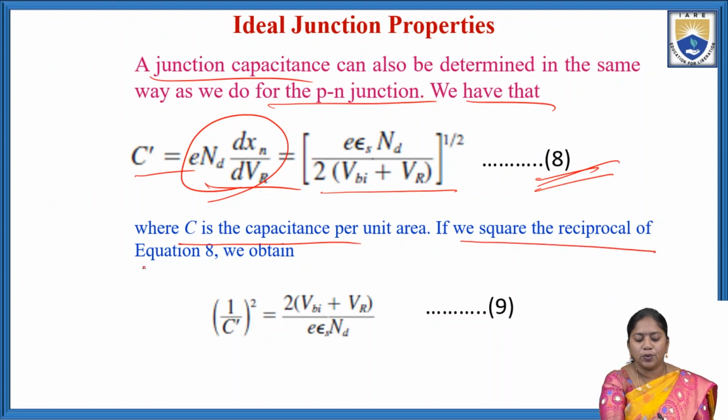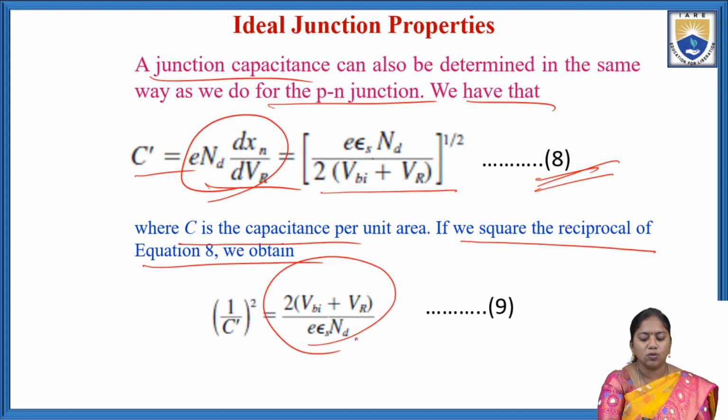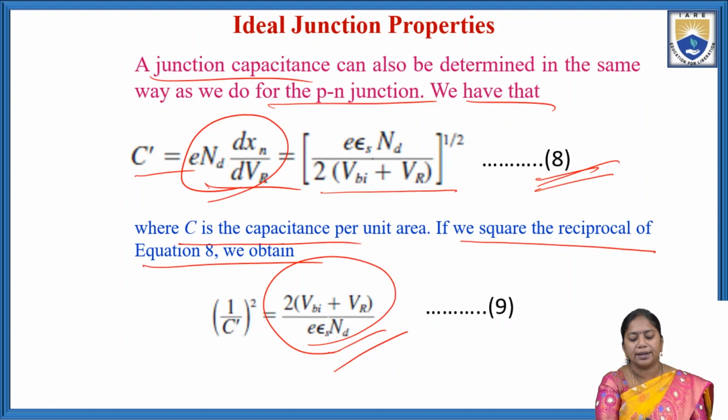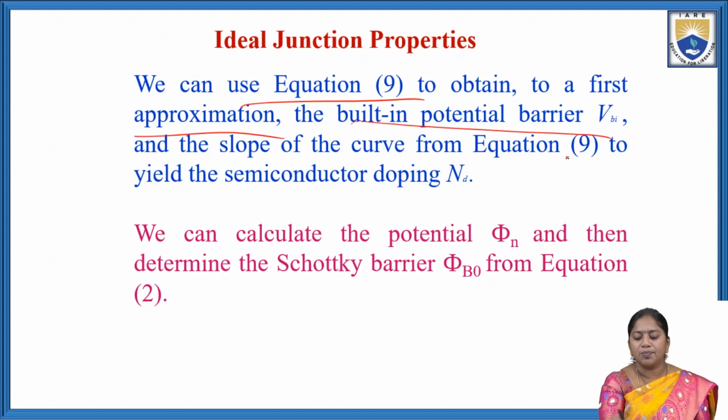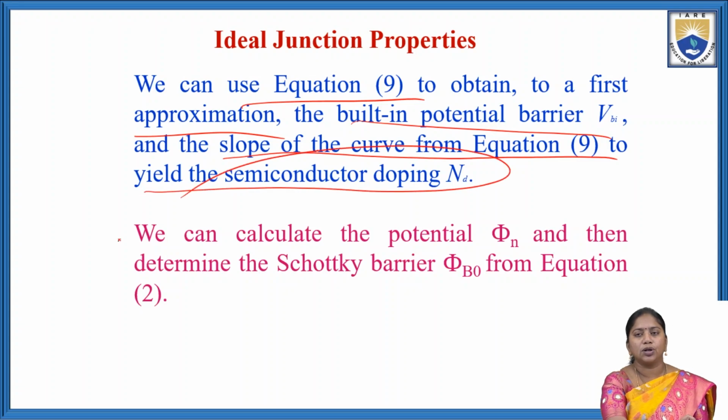If you square the reciprocal of equation 8, then we obtain 1 by C dash whole square equal to 2 (VBI plus VR) divided by q epsilon s Nd, that is equation 9. We can use equation 9 to obtain, as a first approximation, the built-in potential barrier VBI, and the slope of the curve from equation 9 to yield the semiconductor doping Nd.